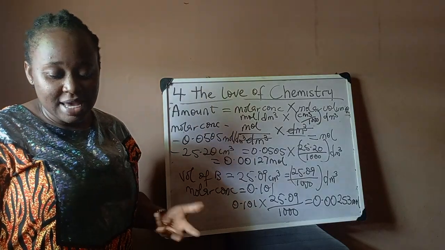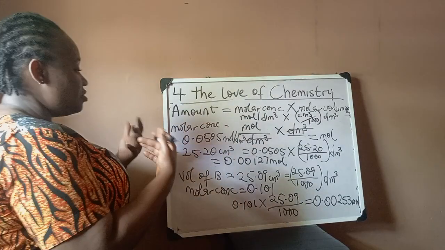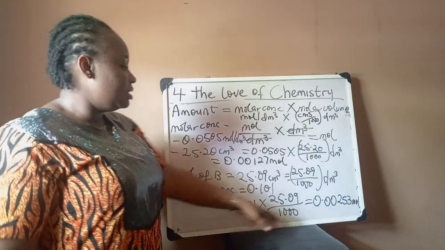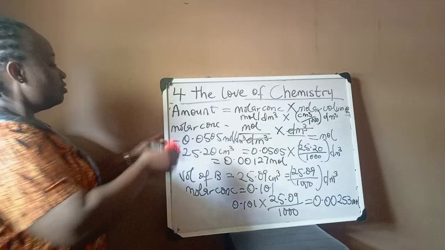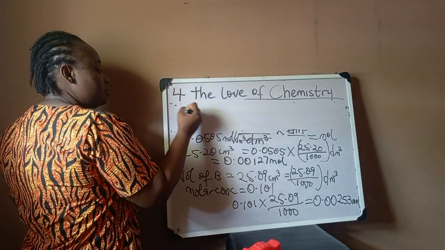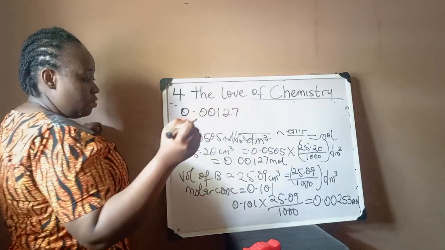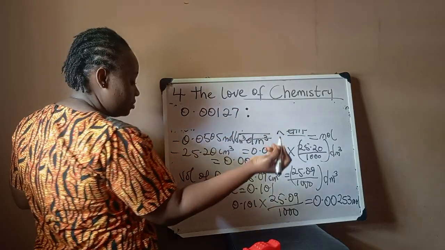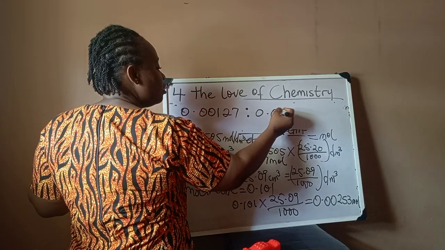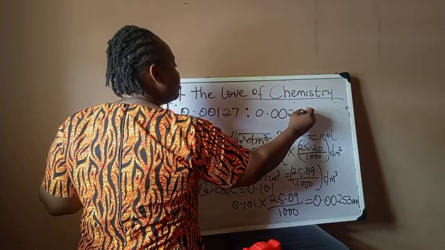Our question C says mole ratio of acid to base, expressing your answer as a whole number ratio. So this is mole, this is mole, and we want to find out the ratio. So 0.00127 moles is to, of course, we are looking for the ratio, that of the base, 0.00253.